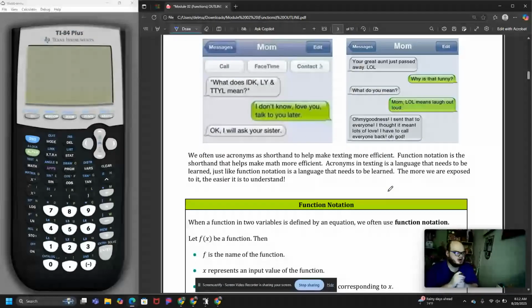Okay, so we often use acronyms as shorthand to help make texting more efficient. Function notation is the shorthand that helps make math more efficient. Acronyms in texting is a language that needs to be learned, just like function notation is a language that needs to be learned. The more we're exposed to it, the easier it is to understand.